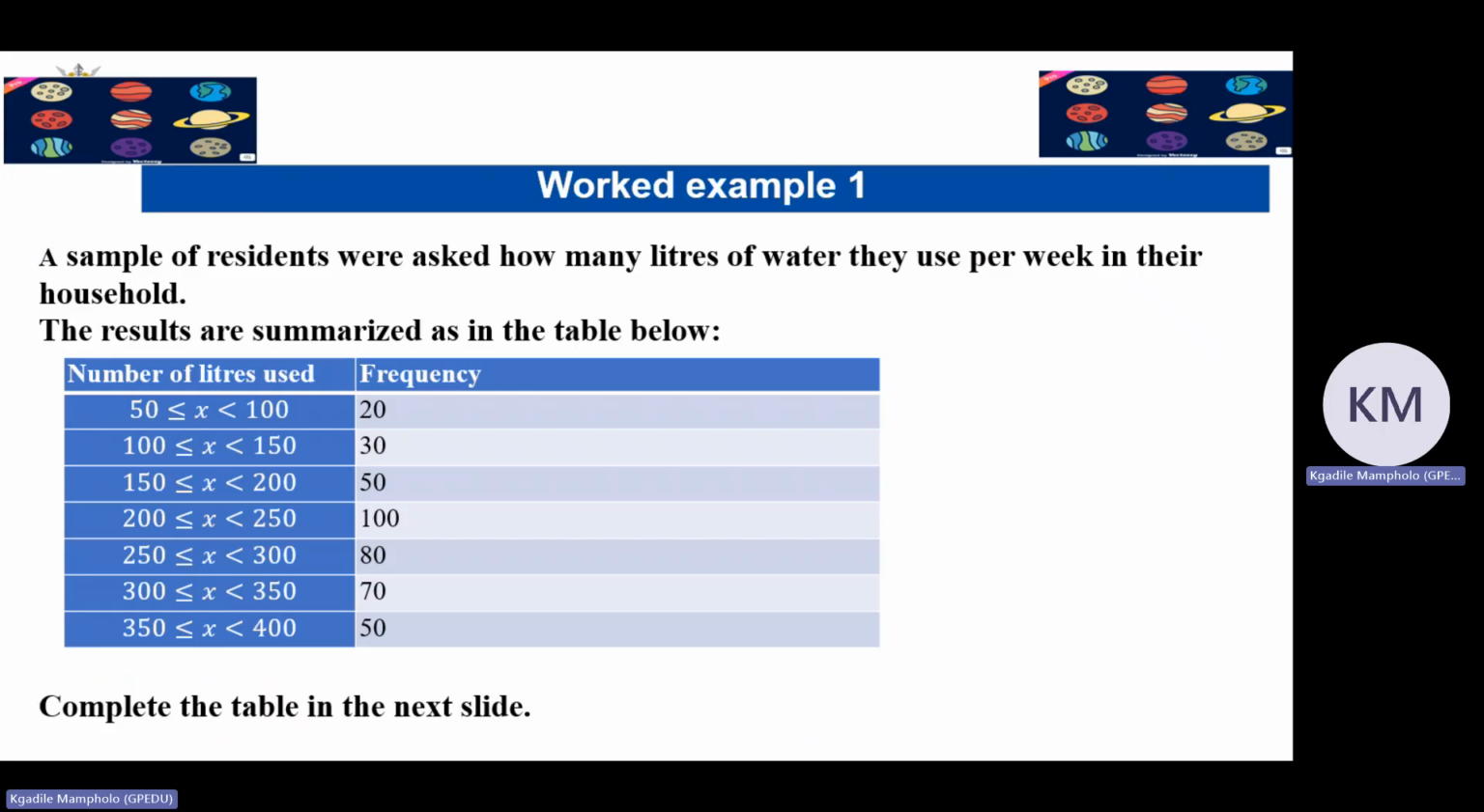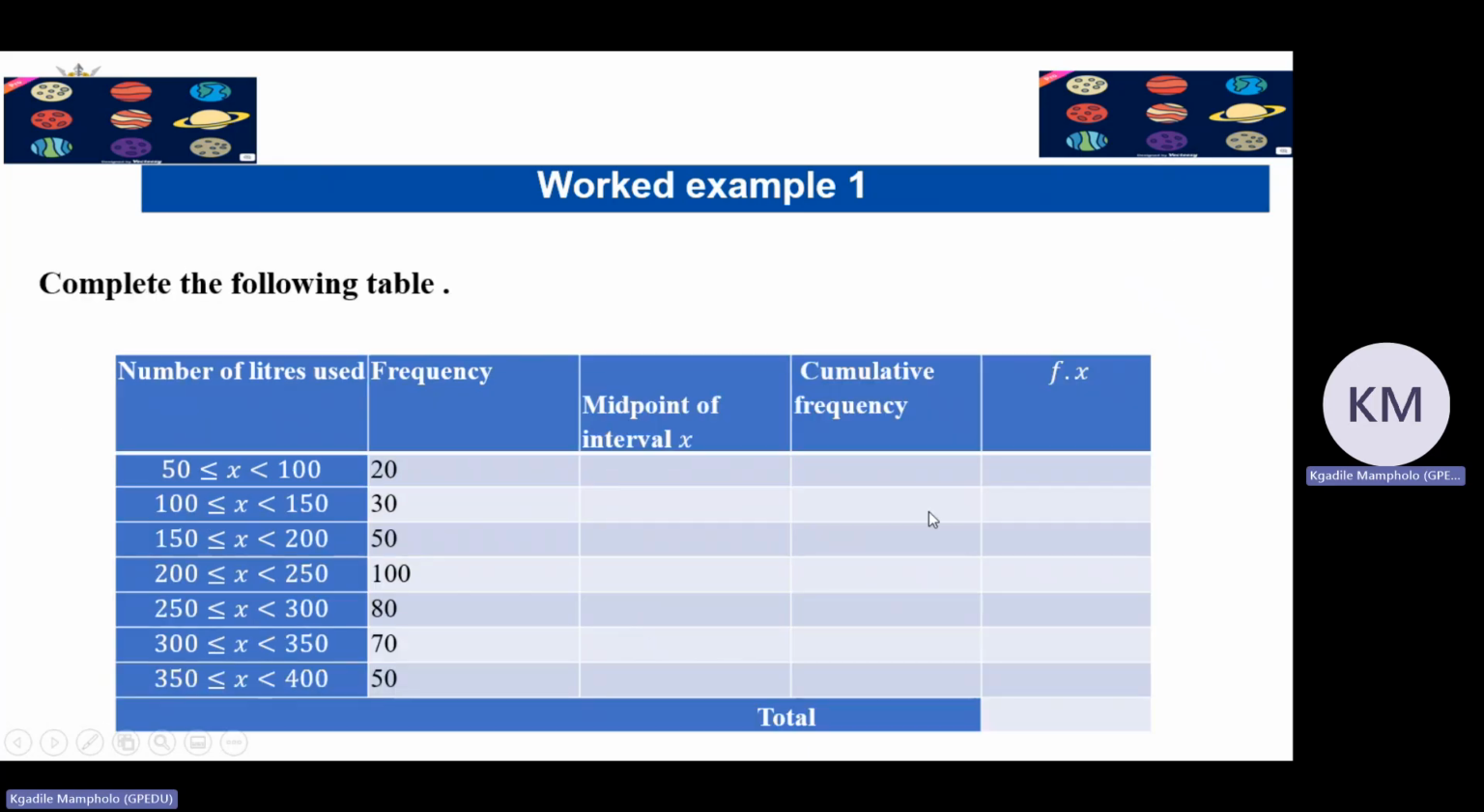Worked example 1. A sample of residents were asked how many liters of water they use per week in their household. The results are summarized as follows. Here you are given the number of liters, the intervals versus frequency. Complete the table in the next slide.